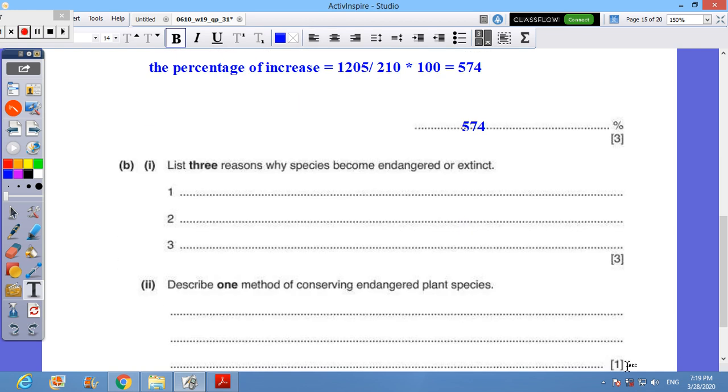List 3 reasons why species become endangered. There are many reasons. One of them is hunting, or you can say overhunting, up to you. One good reason is disease. One good reason is introducing a new organism to the environment. Very good.